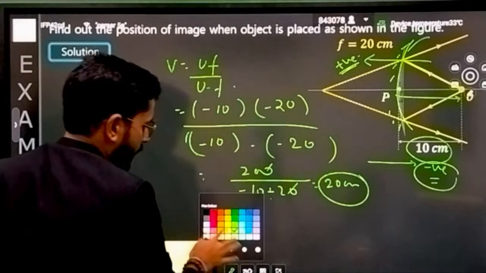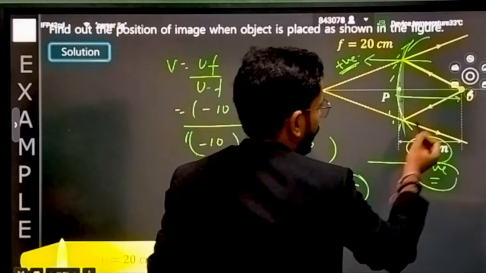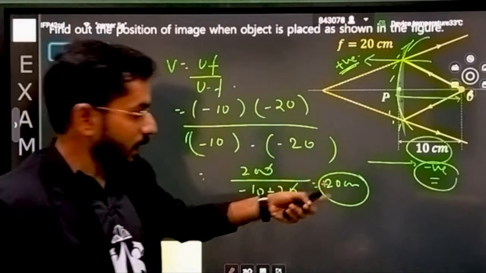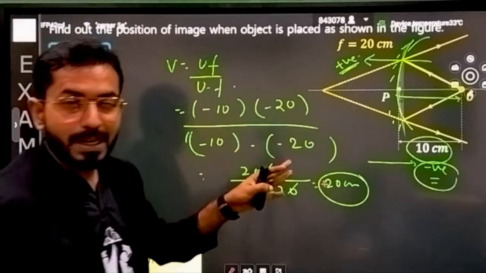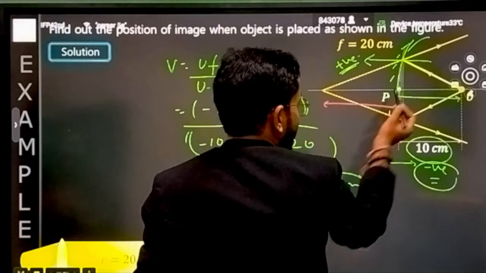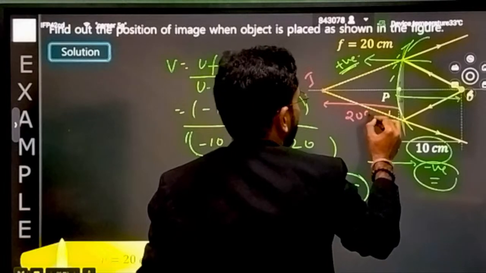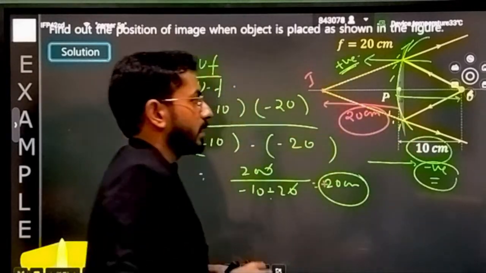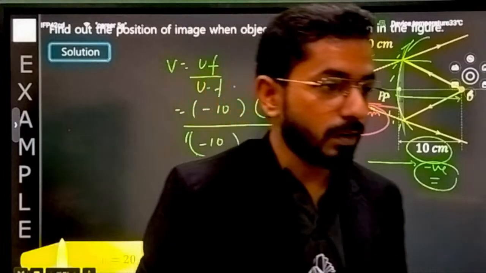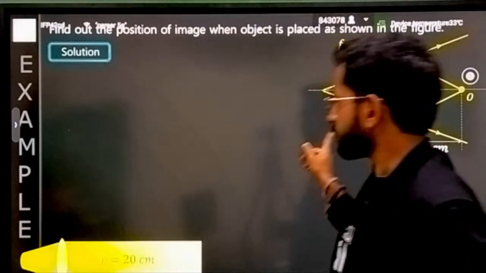That means where will the image form? Now where will the image be forming? The image will be forming on the other side, because one more important thing is that the value that is coming here is positive. If the value coming here is positive, that means the image is forming on the other side, because this side is taken as positive. This is the distance where the image is getting formed, at a distance of 20 centimeter. समझ आया? At the distance of where? How much? 20 centimeter. Clear?